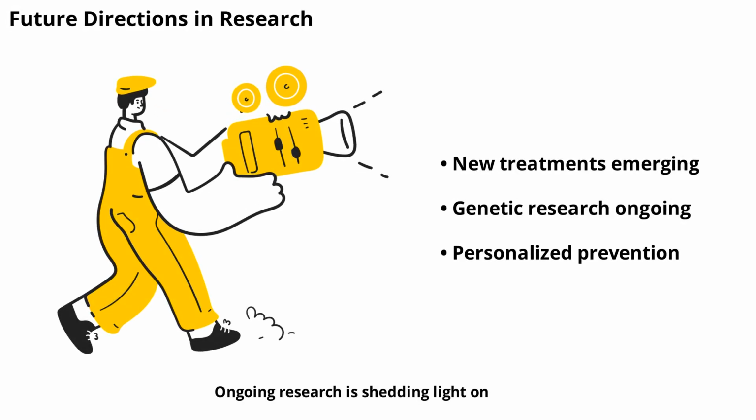Ongoing research is shedding light on the complex mechanisms behind metabolic syndrome. Scientists are exploring new treatments, genetic factors, and ways to personalize prevention strategies. Staying informed about these advances can help individuals and healthcare providers make better decisions.